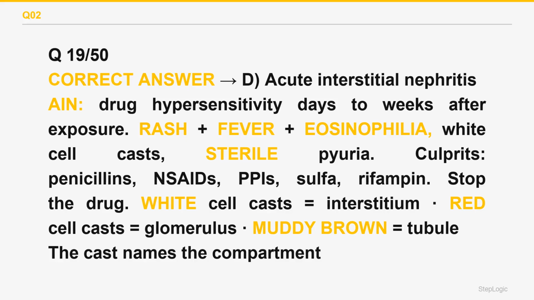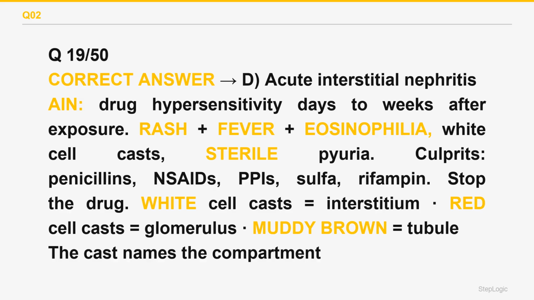The correct answer is D. The casts are the most efficient way to localize renal injury and worth committing as a set, since each type points to a different compartment. Red cell casts mean glomerulonephritis, white cell casts mean interstitial inflammation or pyelonephritis. Muddy brown granular casts mean acute tubular necrosis, and fatty casts with Maltese crosses mean nephrotic syndrome.